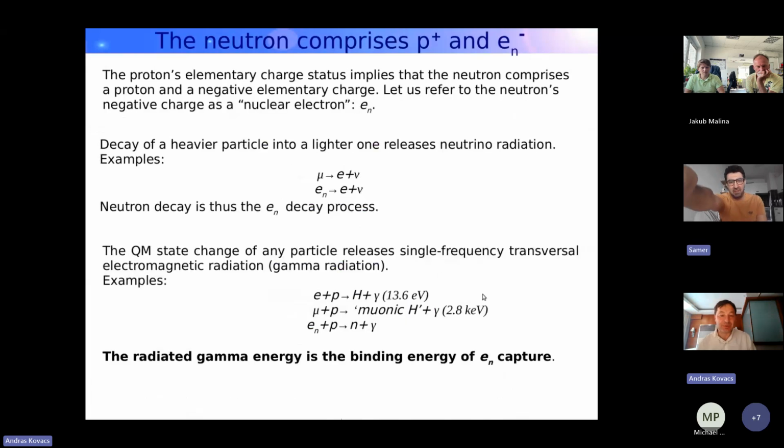Okay, so let's go on then to consider what it means for the neutron. Our results basically established that the proton regains its elementary particle status, and if the proton is an elementary particle, it means that the difference between the proton and the neutron is that the neutron has an additional negative elementary charge, right? So it directly follows from our model that the neutron is a proton plus some kind of negative elementary charge. And we will refer to the neutron's negative charge as a nuclear electron.